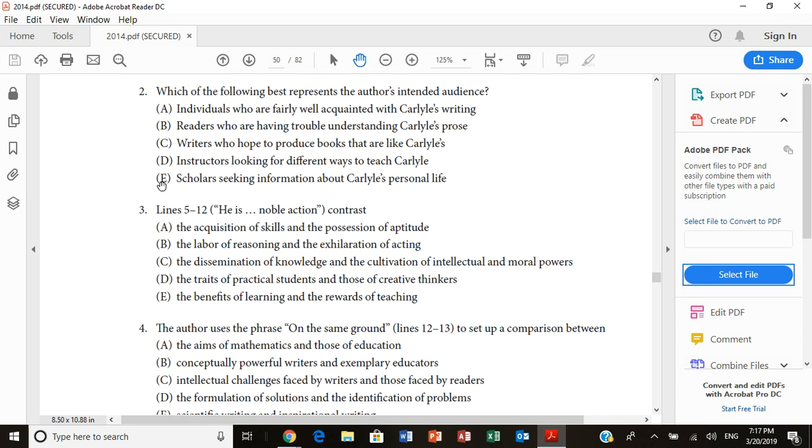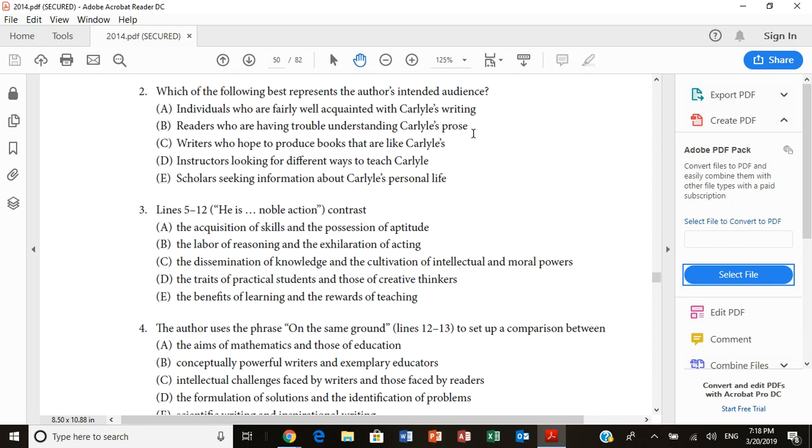Scholars seeking information about Carlyle's personal life? Well, if that was the intended audience, they didn't give any information for that intended audience. Instructors looking for a different way to teach Carlyle? Well, maybe there is mention of teaching, but certainly not how to teach Carlyle. Writers who hope to produce books that are like Carlyle's? This is not a how-to description of how to write a book like Carlyle's. Readers who are having trouble understanding Carlyle's prose? And no, this is not a Cliff Notes for Carlyle.